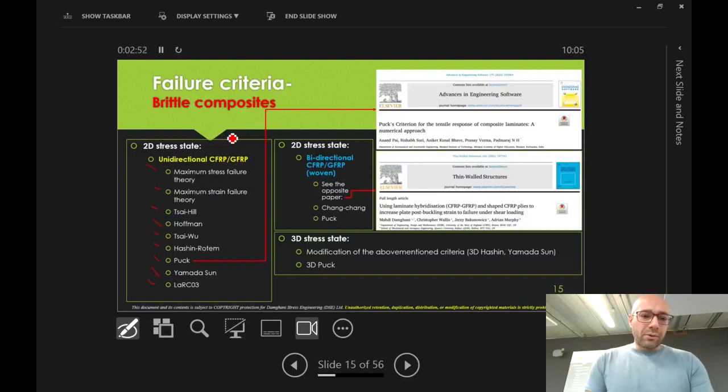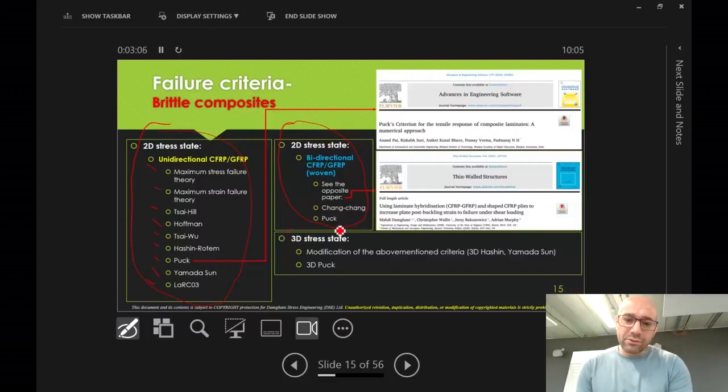So what we will do, we'll go through all of these failure criteria, and then we'll focus on bidirectional composites, which are woven. So you've got plies that have fibers in the 0 and 90 degrees at the same time. And we'll have a skim through the three-dimensional stress state and how we deal with those scenarios, which you will see mostly in defense applications for impact resistance.